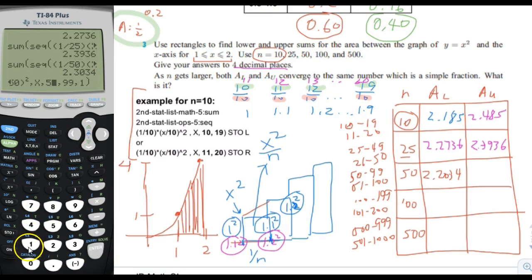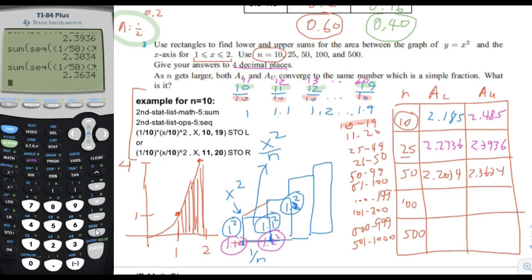which is going to be 51 to 100. And then we're going to put comma 1, close parentheses. 2.3634. Okay. Do you see the reason why we have these chosen counters here?